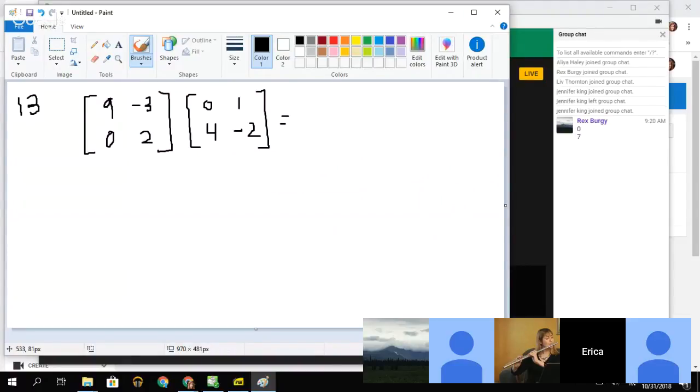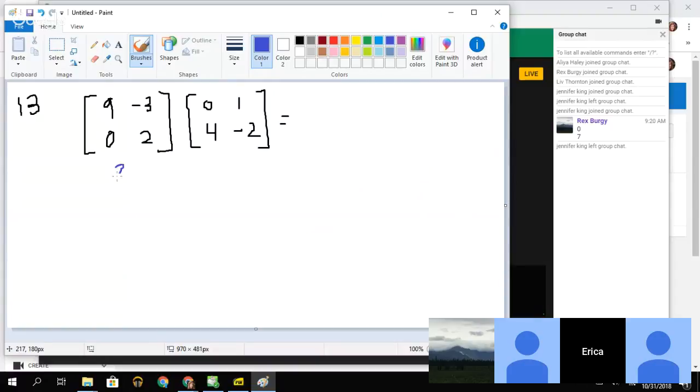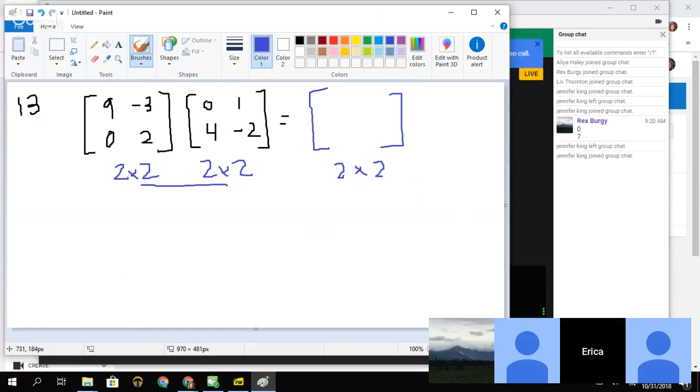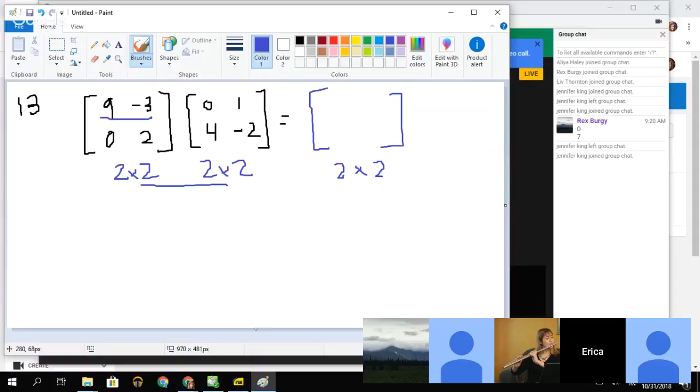Okay. All right, so if I multiply these two together, this one's a pretty easy one to tell because it's 2 by 2 times 2 by 2. So they all match up, right? And your answer is going to be a 2 by 2. When I do my first row, first column, I end up with 9 times 0 and then negative 3 times 4, so negative 12.